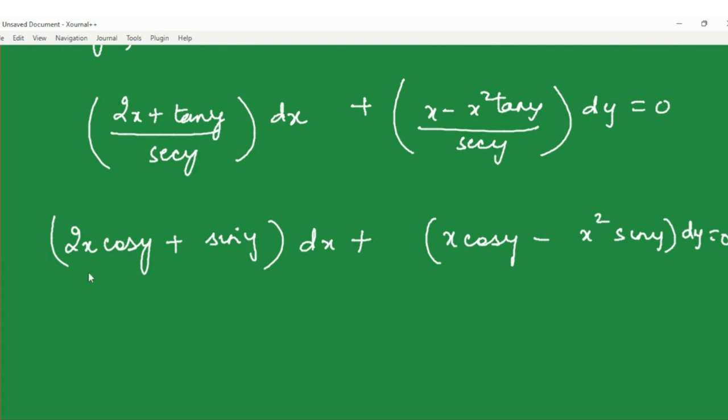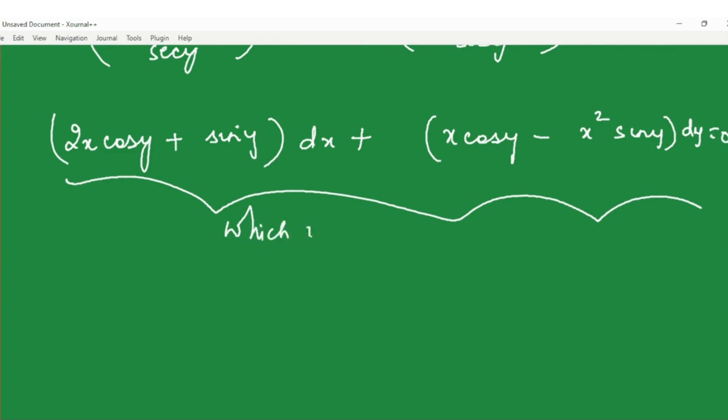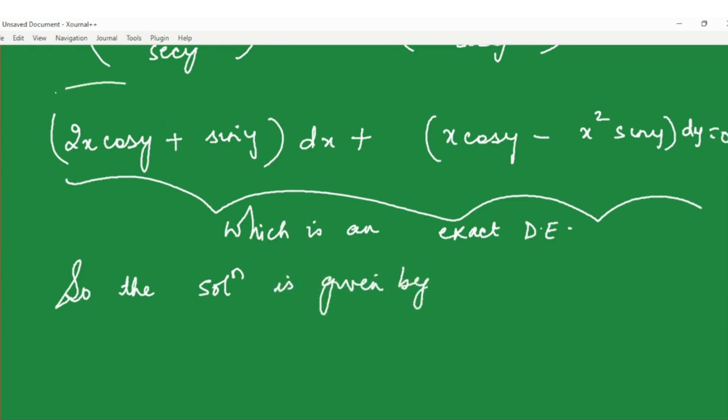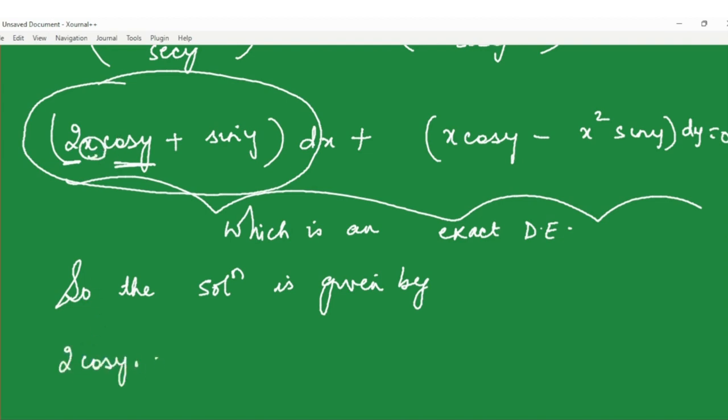So if for your own satisfaction you can check that this new equation does have equality of partial derivatives, it has become exact. Now the solution, which is an exact differential equation, is given by, as we had discussed in a previous video, you integrate this with respect to x, treating y as a constant. So y is a constant, so 2 cos y is like a constant, so the integral of x is x square by 2, so I'm going to write it as 2 cos y x square by 2, and here the integral of sine y with respect to x, treating y as a constant. If y is a constant, sine y is also like a constant, so you get this as the integration.